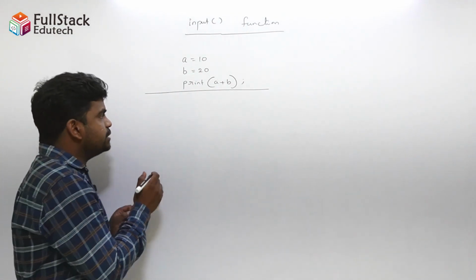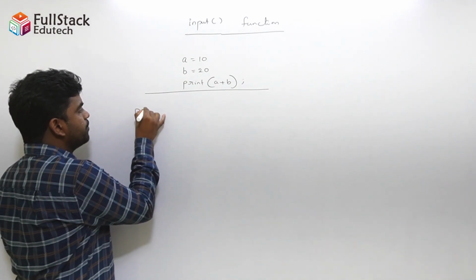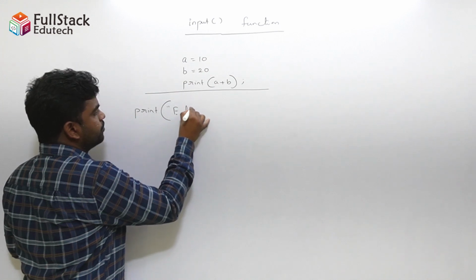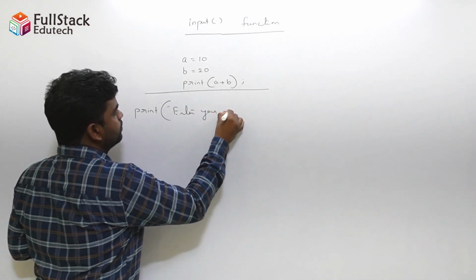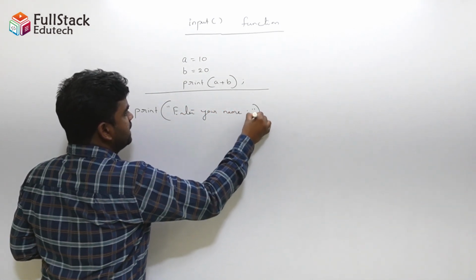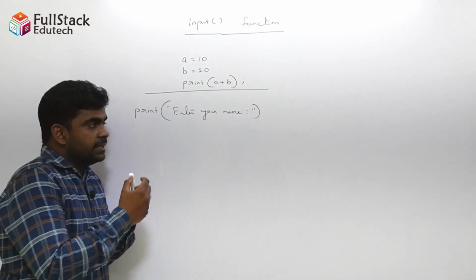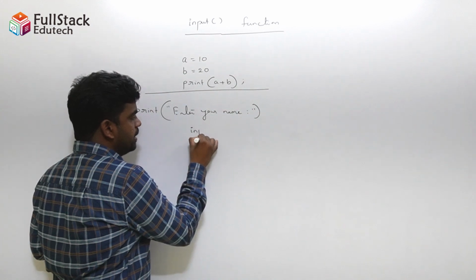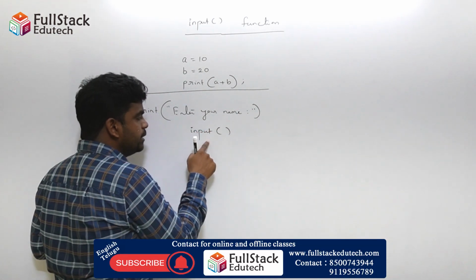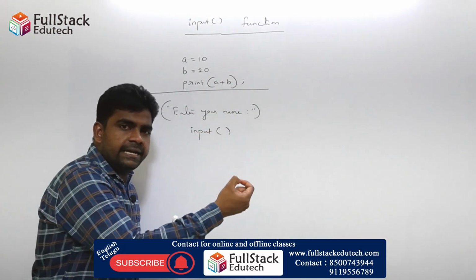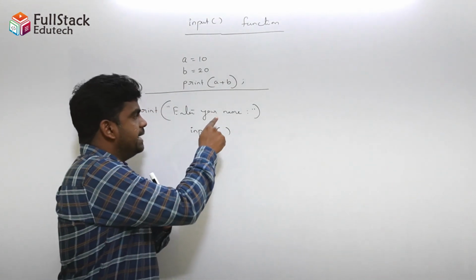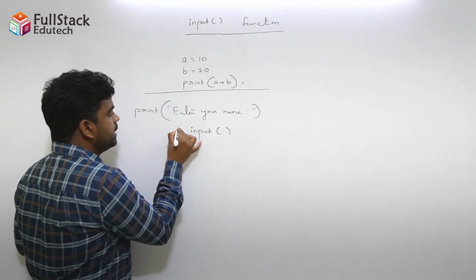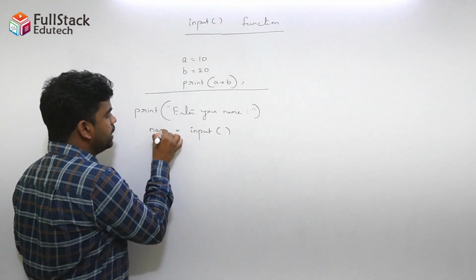Simply, first we should print, "Enter your name." Then they will enter the name, that we have to collect. The input function will read the value, the name you have entered, and it will store it into a variable called name.